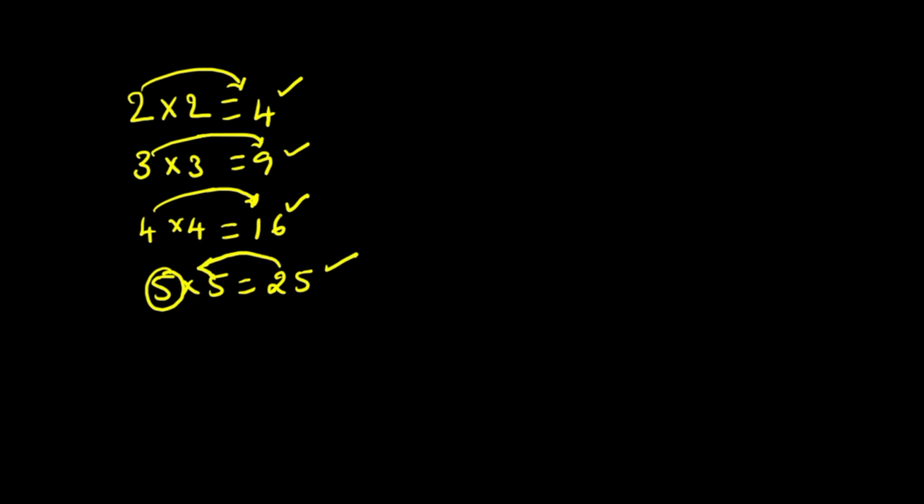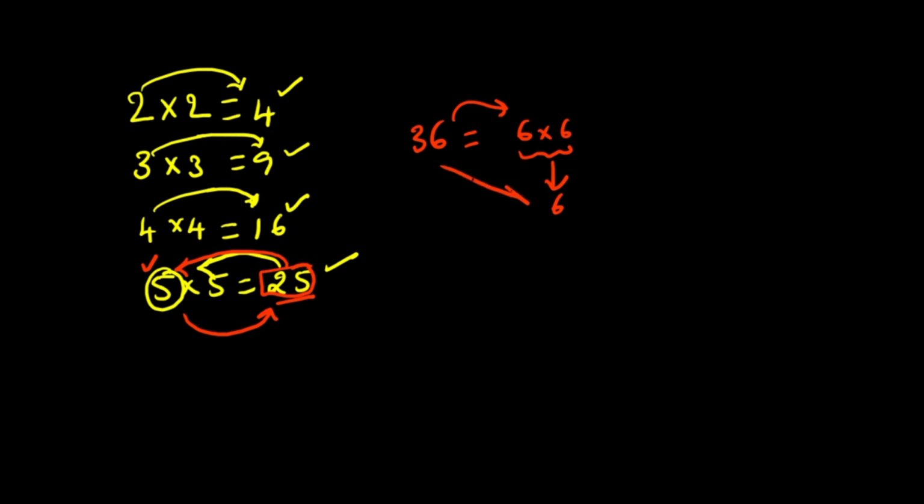I repeat once again, this 25 is called the square of 5. This 5 is called the square root of this 25, right? Now, for example, 36, what is the square root of 36? 36 can be expressed as 6 into 6. So one of the numbers from this we have to take, that is 6. So this 6 is the square root of 36.